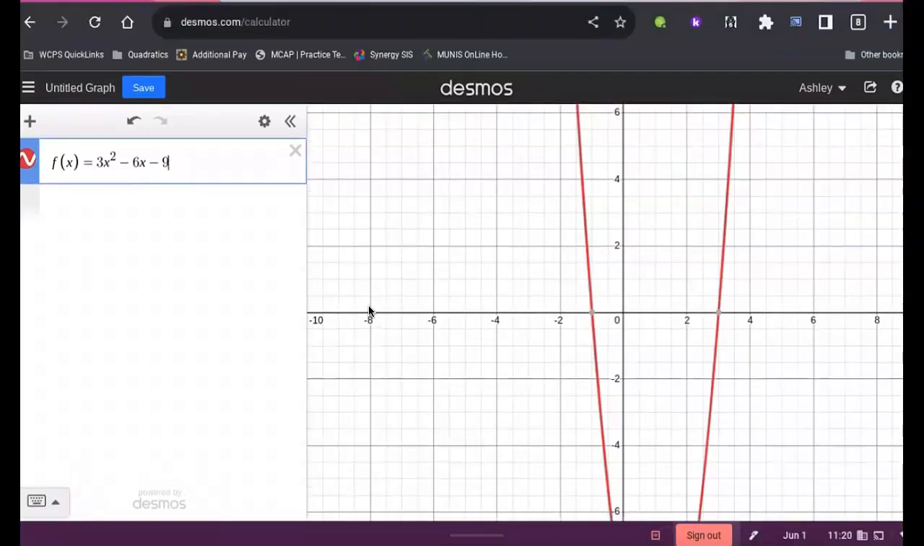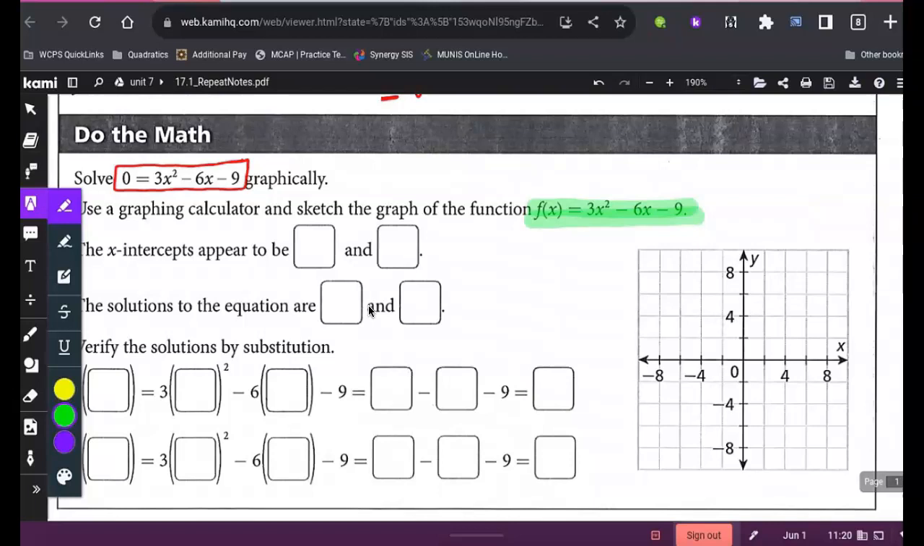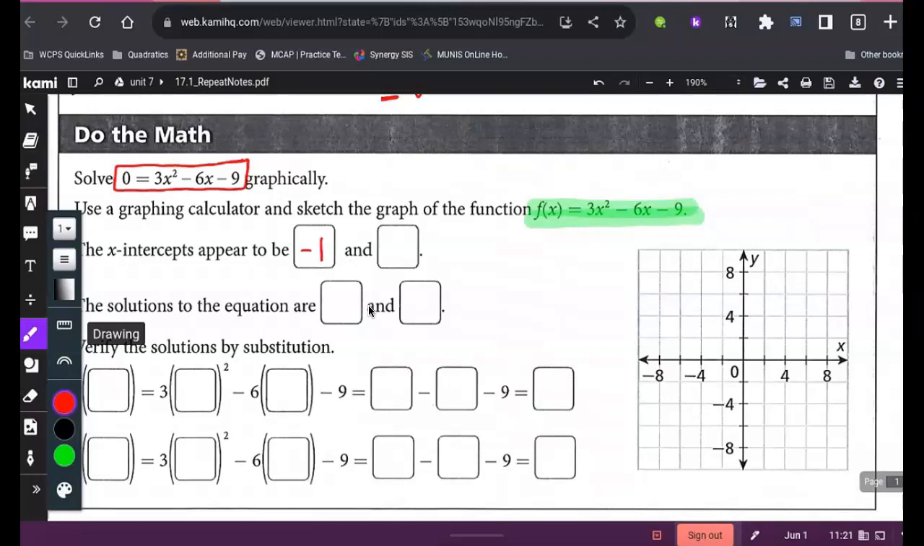The good thing about Desmos is if you click the points, it shows us what the x-intercepts are. So we have (-1, 0) and (3, 0). So the x-intercepts appear to be -1 and +3. So we're going to put our first x-intercept right here on -1 and our second one right here at 3. And then we draw our parabola like that. So the solutions are the x-intercepts. So the solutions are -1 and +3.